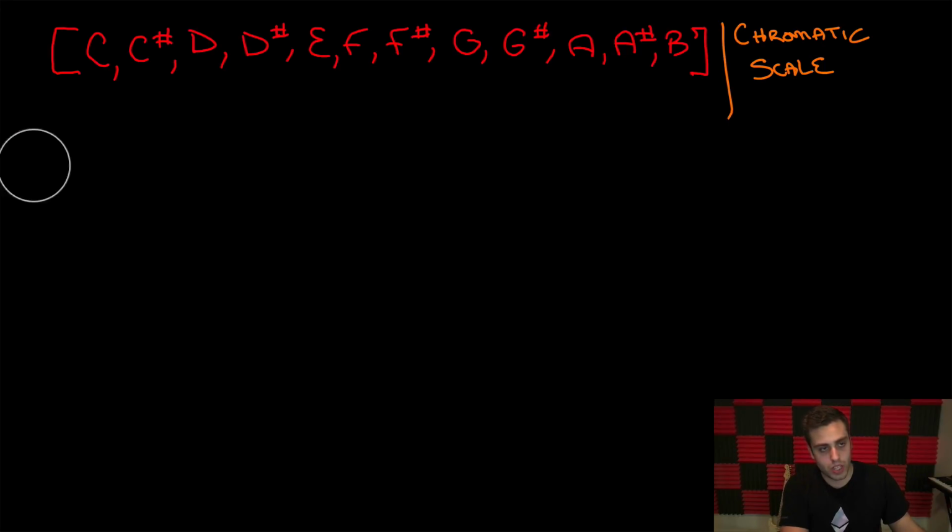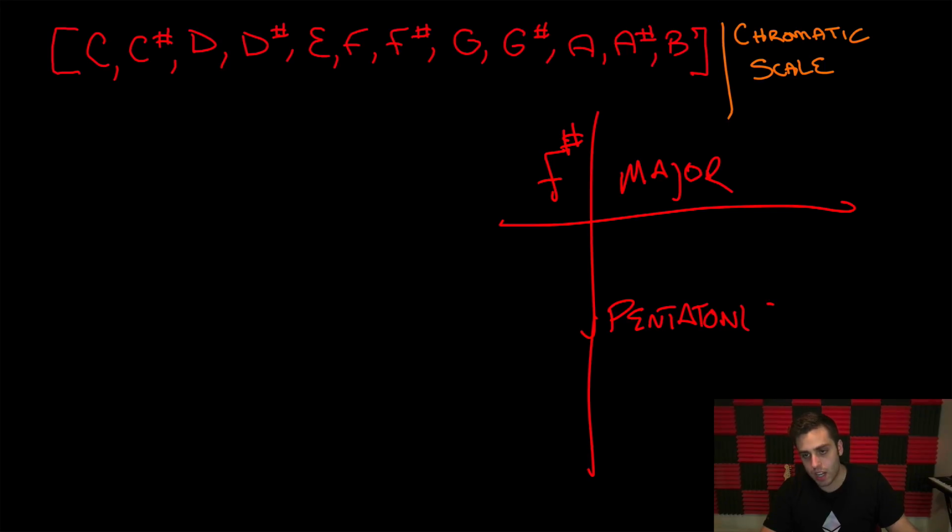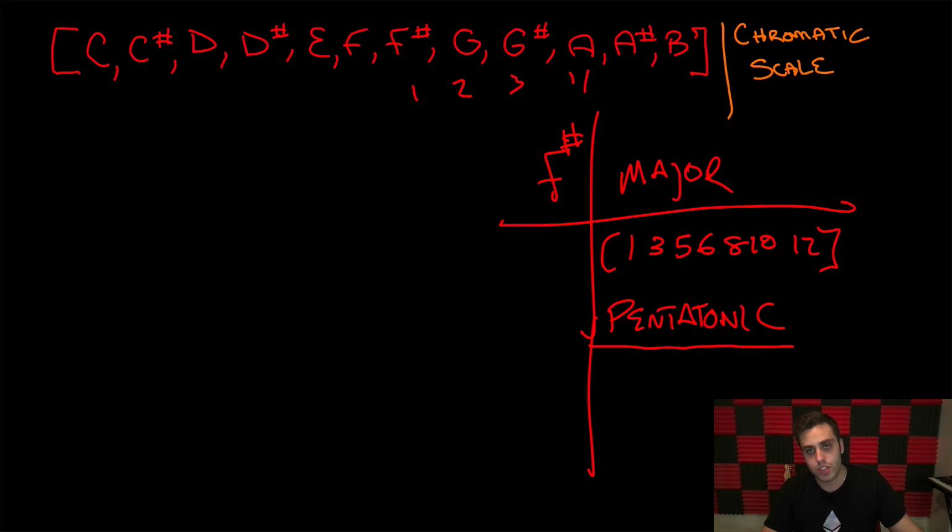So let me quickly make an example, and we're going to look at F sharp major. But we're not just going to look at F sharp major, we're going to look at the F sharp major pentatonic scale. If we forget the pentatonic for a second and just look at the normal F sharp major scale, we'll remember that this is 1, 3, 5, 6, 8, 10, 12 of the chromatic scale. And I'm going to quickly number these just for convenience without having to sort the array by hand. So 4, 5, 6, 7, 8, 9, 10, 11, 12.